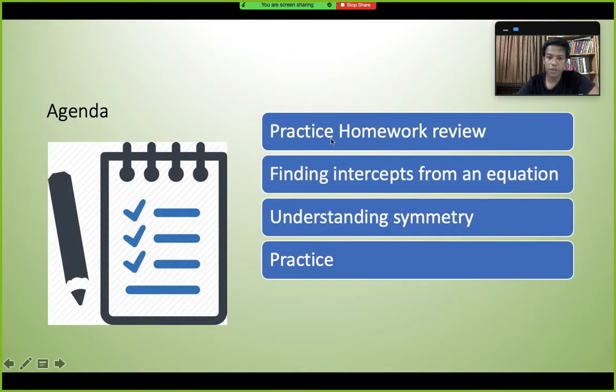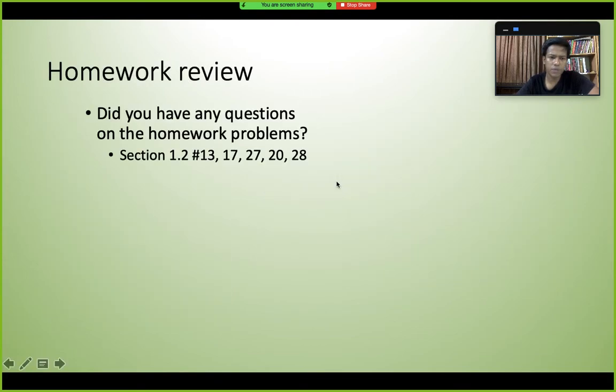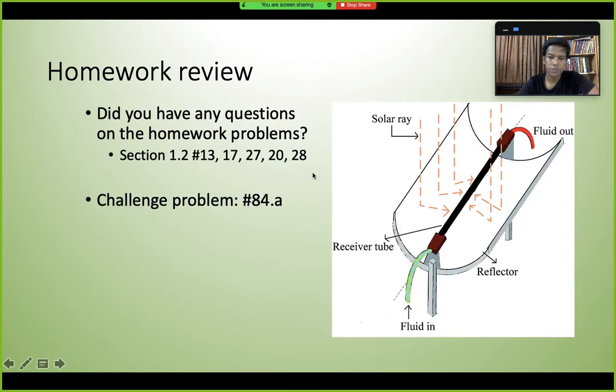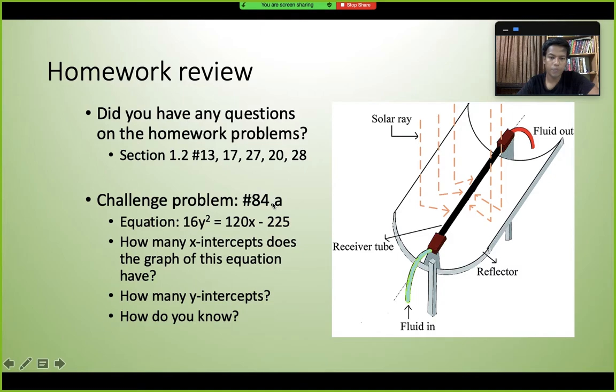First topic is practice homework review, then finding intercepts from an equation, understanding symmetry for the graph, then some practice math. First of all, this is the homework review. There are a couple of homeworks given, and this is a picture taken from the book. Now look at this problem.